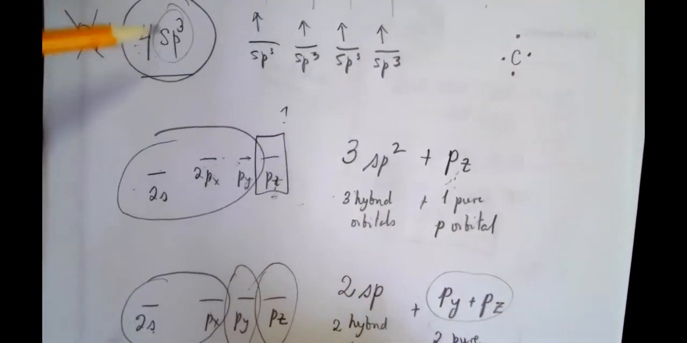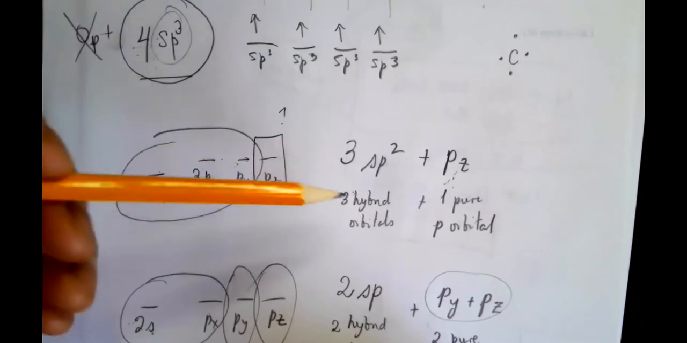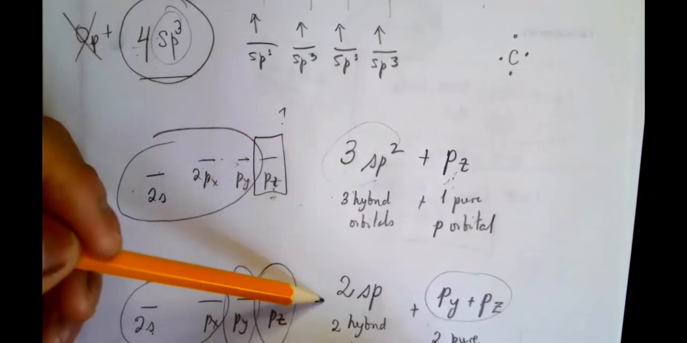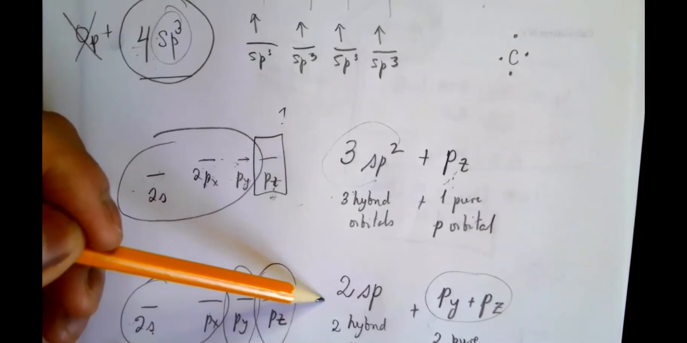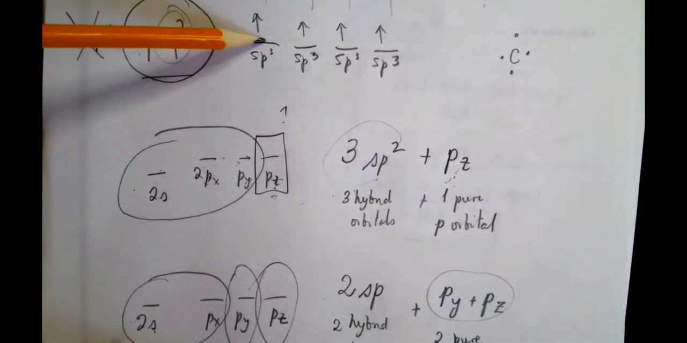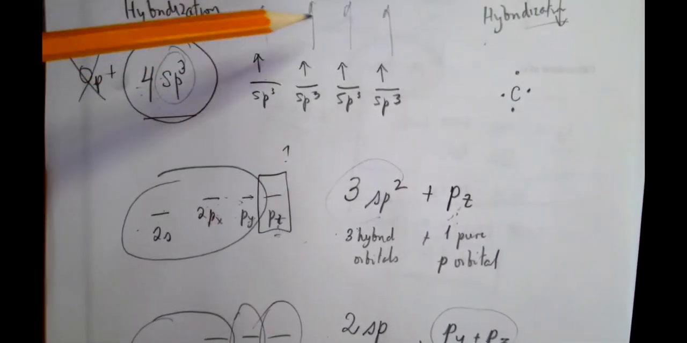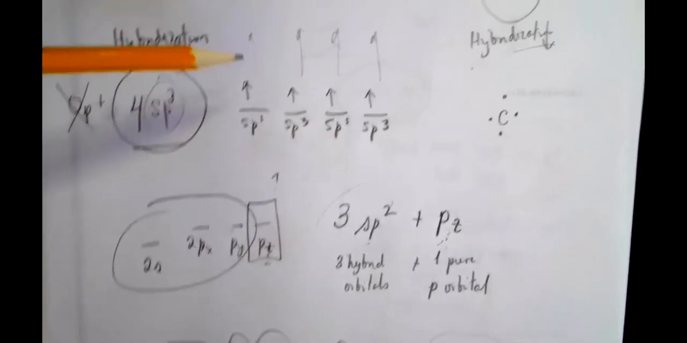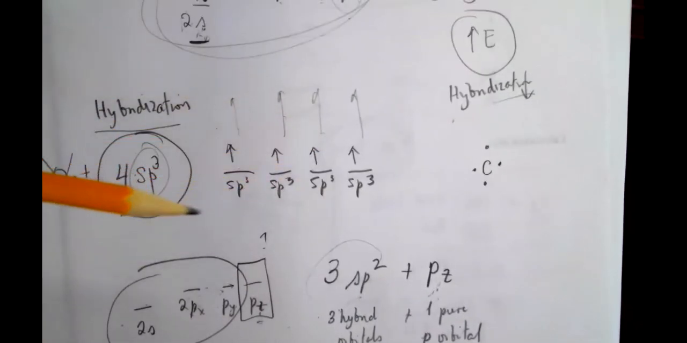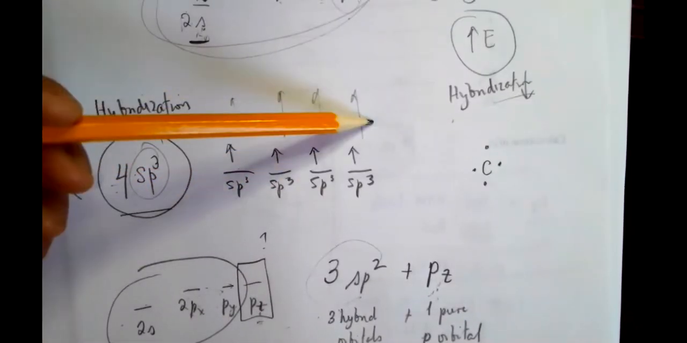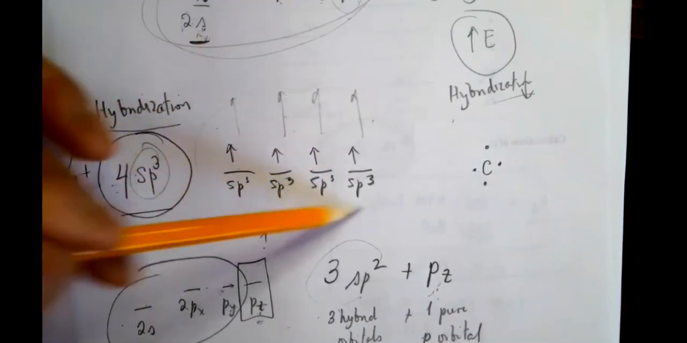How do I know that I have to use sp3? How do I know that I have to do sp2? How do I know that I have to do sp? It depends on the number of bonds that the atom is forming. Okay? So for example, in this sp3 hybridization, you can form 4 bonds. So if you have an atom that needs to form 4 separate bonds, then you will use sp3.